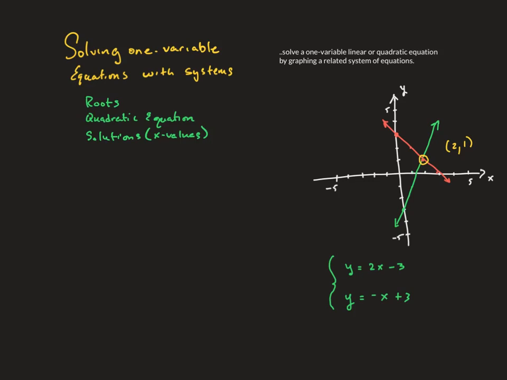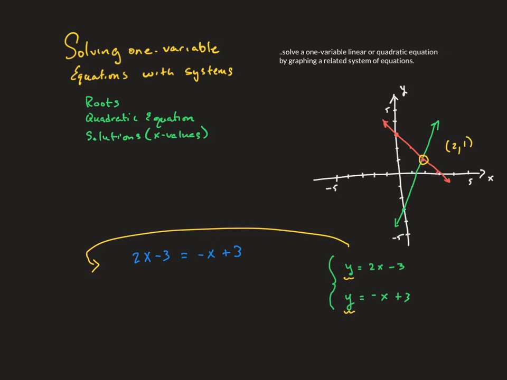But now if I were to look at it as a one variable equation, what they're doing here is solving equations using a system. So if I were to bring that over here and do that substitution, we're going to end up with 2x minus 3 equals negative x plus 3. So I made these two things equal to each other. If they're both equal to y, then of course they're both equal to each other.